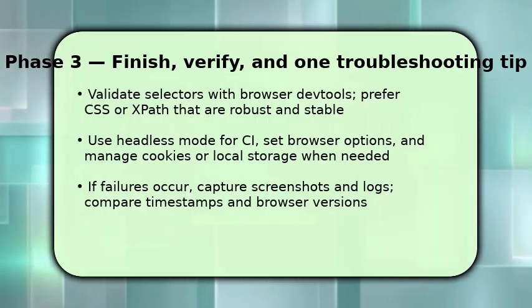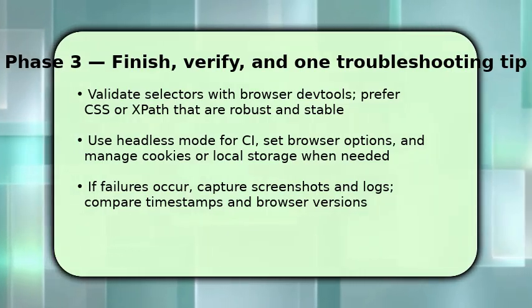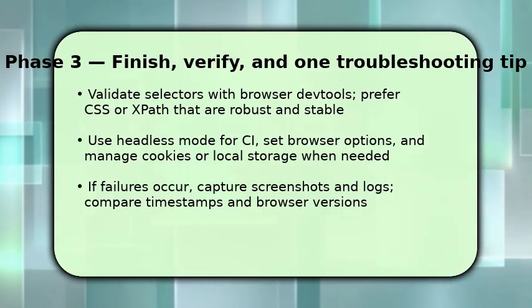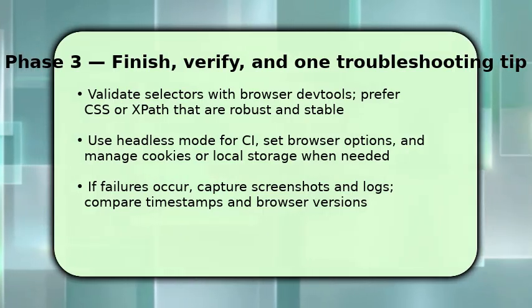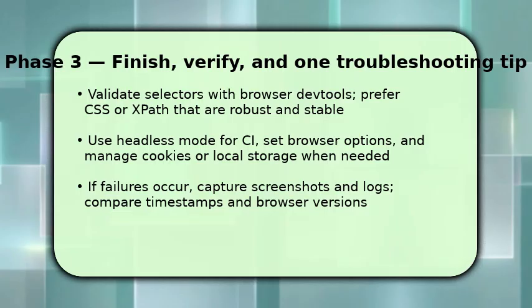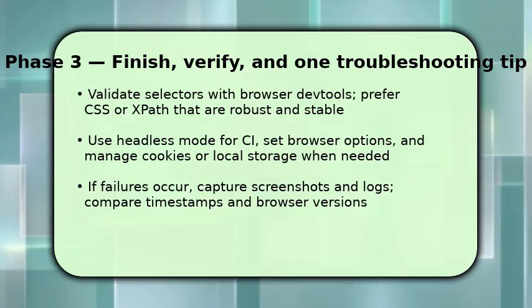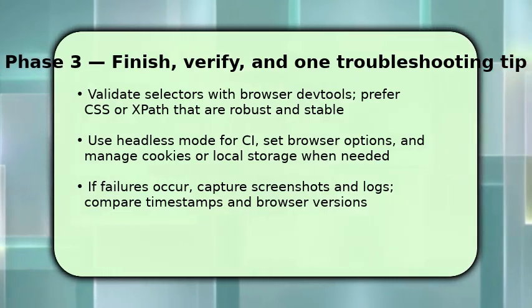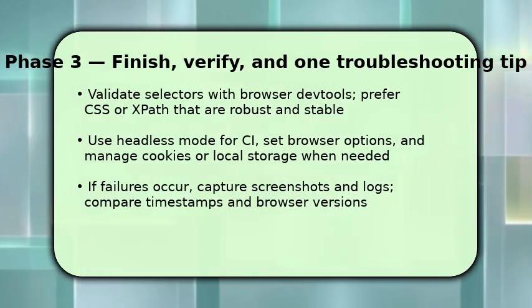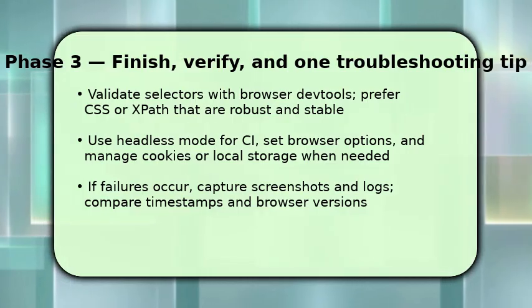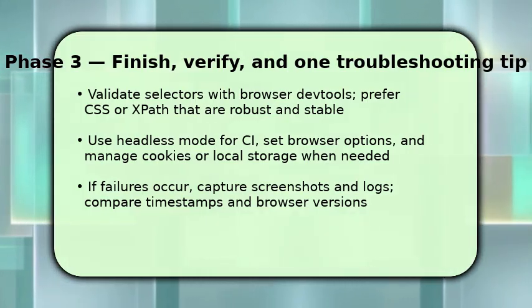Make sure to use stable selectors and explicit waits to avoid flakiness. If something breaks, capture a screenshot, save the browser logs, and check the WebDriver and browser versions. This is the key troubleshooting tip. Also, rerun with visual mode to observe failures manually and adjust selectors or weights accordingly.